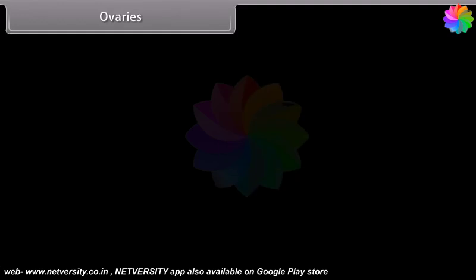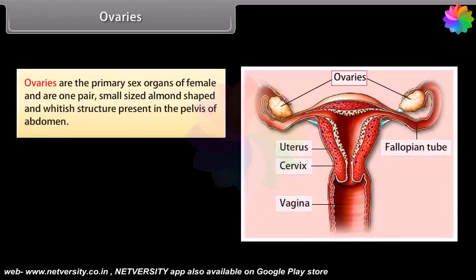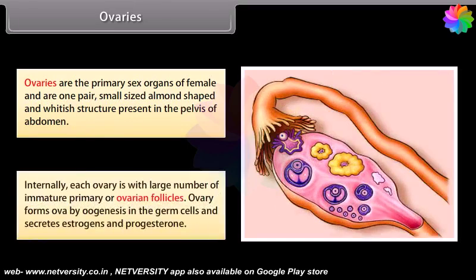Ovaries. Ovaries are the primary sex organs of female and are one pair, small-sized, almond-shaped and whitish structure present in the pelvis of abdomen. Internally, each ovary is with large number of immature primary or ovarian follicles. Ovary forms ova by oogenesis in the germ cells and secretes estrogens and progesterone.